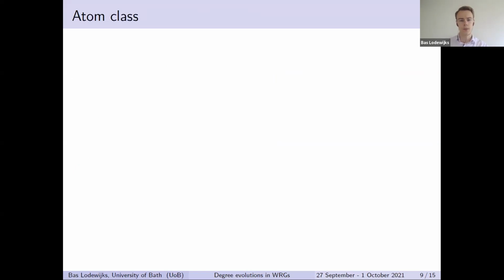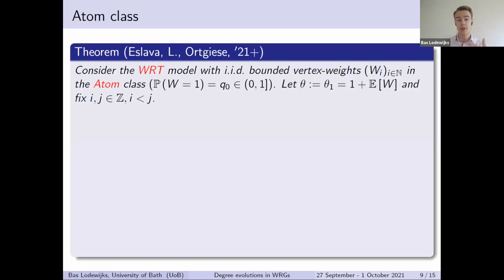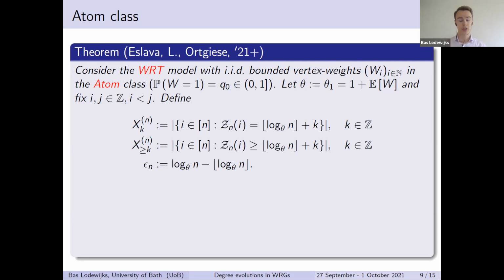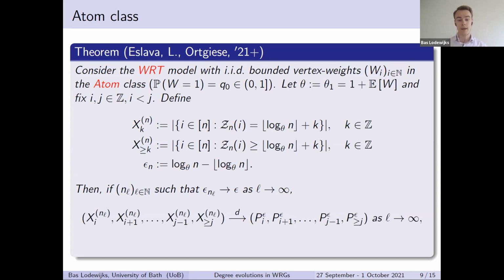So what happens to the maximum degree in this atom class? Well, if we consider the weighted recursive tree model in this atom class, and if we set theta equal to 1 plus the mean of the weights, and we fix some i and j integers, and if we define X_k^n to be the number of vertices that have degree exactly equal to the floor of log_theta n plus k, and X_{≥k}^n to be the number of vertices with at least that degree, and if we set epsilon_n to be the difference of log_theta n and the floor of log_theta n, then if we take a subsequence n_l such that epsilon_{n_l} converges to some value epsilon as l tends to infinity, then we can show that jointly this vector of random variables converges in distribution.